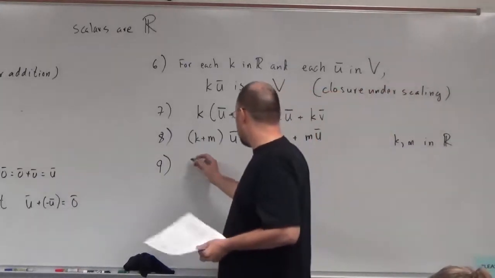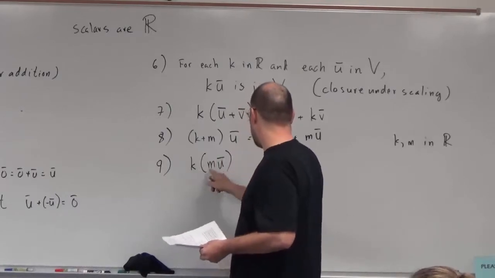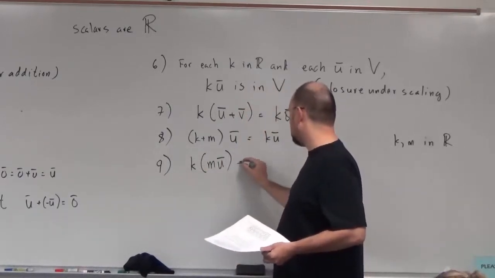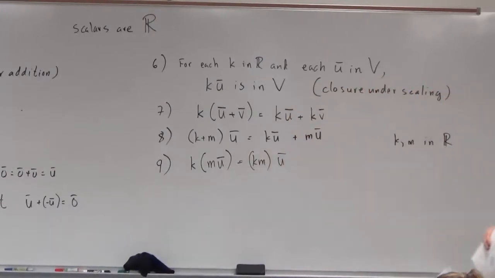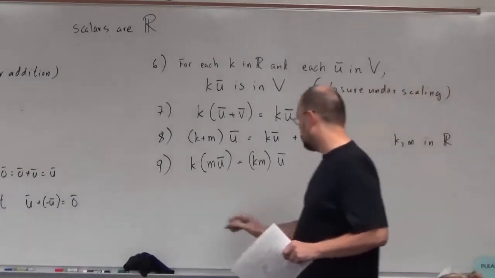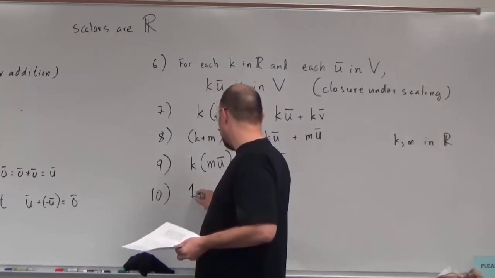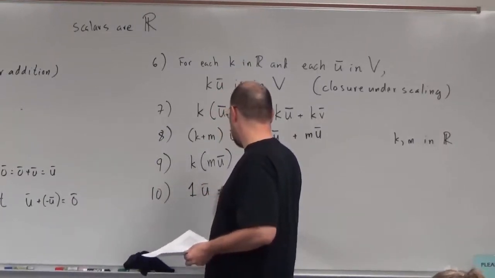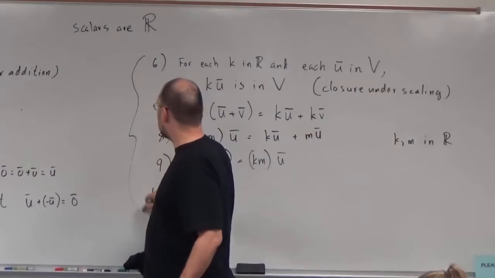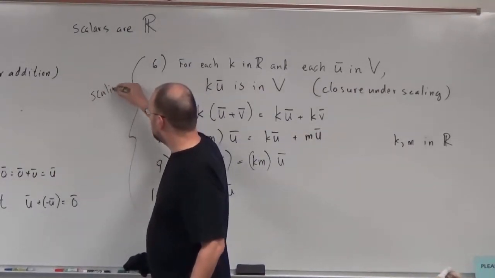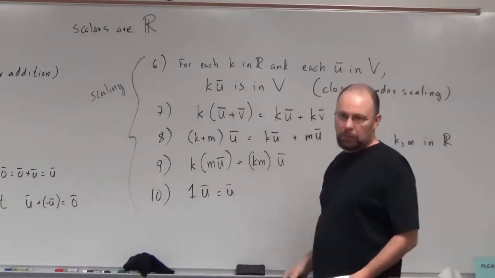And then you have that for any two scalars, you can scale the vector u by m and then scale the result by k, and it's the same thing as multiplying the two scalars together and then scaling the vector. And finally 10. This just says that the real number 1 times any vector should give you that vector. So these axioms are all about how scaling should behave in our vector field. We have closure 1, and then this guarantees that scaling is well behaved.